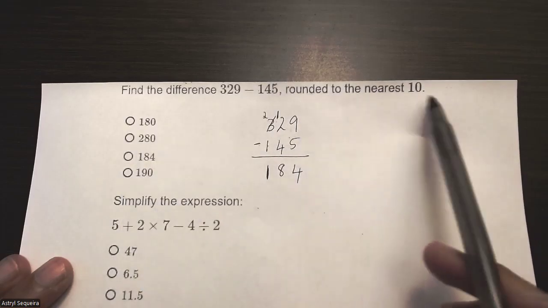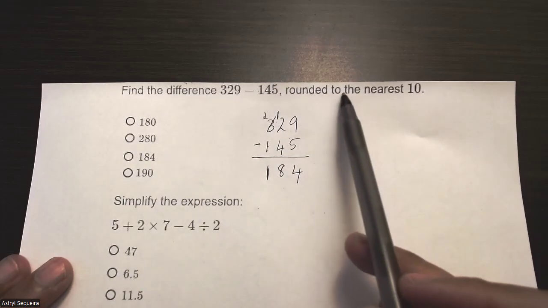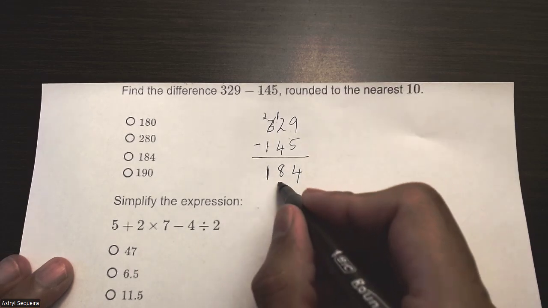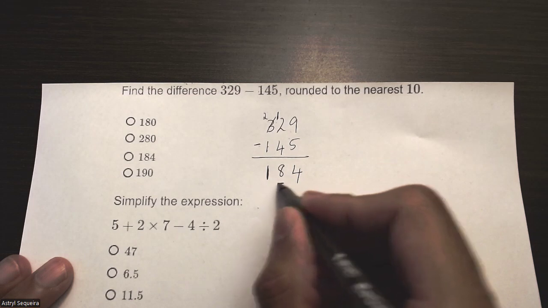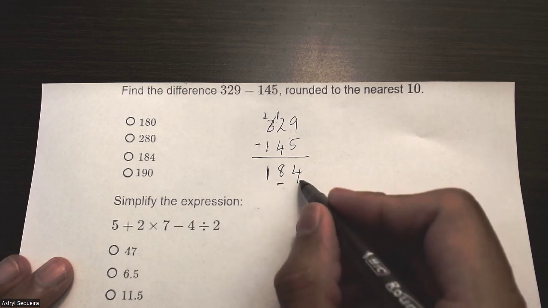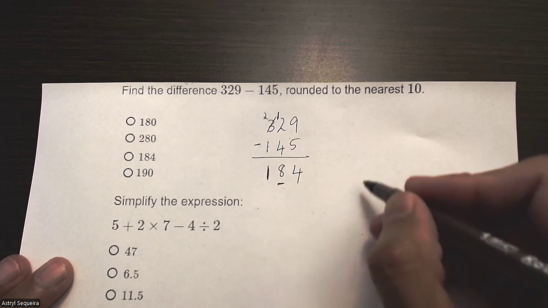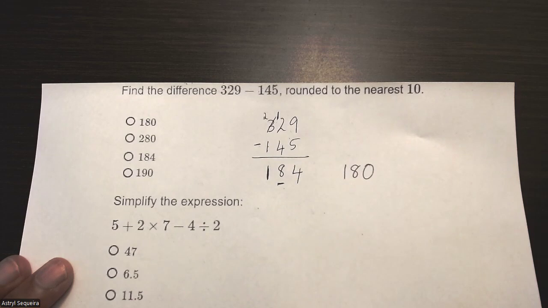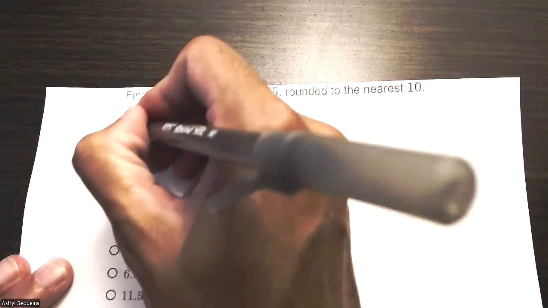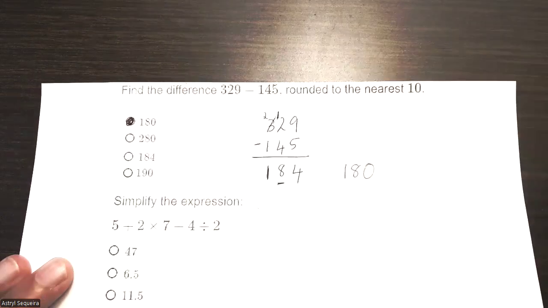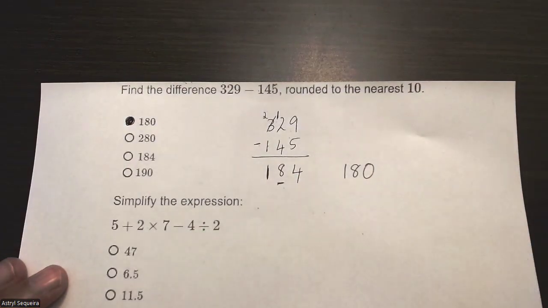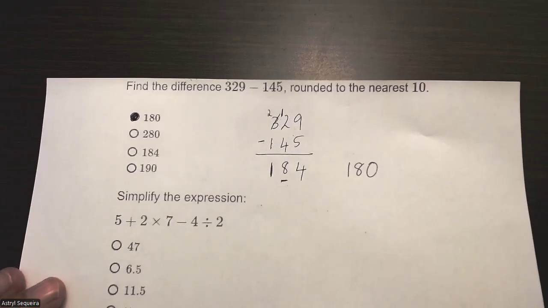But it's important to read the question carefully because it says rounded to the nearest 10. So if I round this to the 10th digit over here, this number is below 5, which means I have to round down, which means that the final answer to this question is actually 180, which is the first choice right there. So again, make sure you read the questions carefully because sometimes there'll be a bit of extra information that may change the answer.